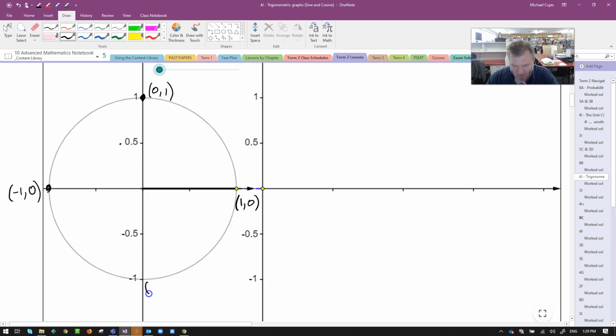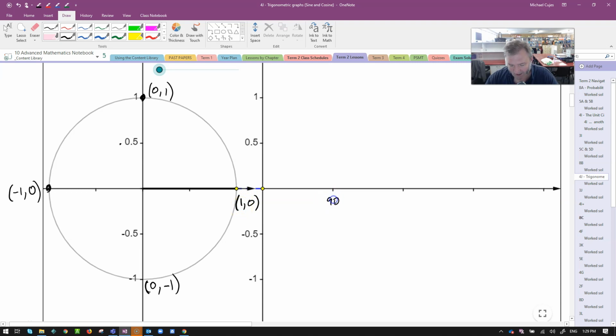And at 270 degrees, around from the positive x-axis, the x coordinate will be 0 and the y coordinate will be -1. And then the point's going to continue traveling around here until I get back to an x coordinate of 1 and a y coordinate of 0. So I can plot in some of this information already.